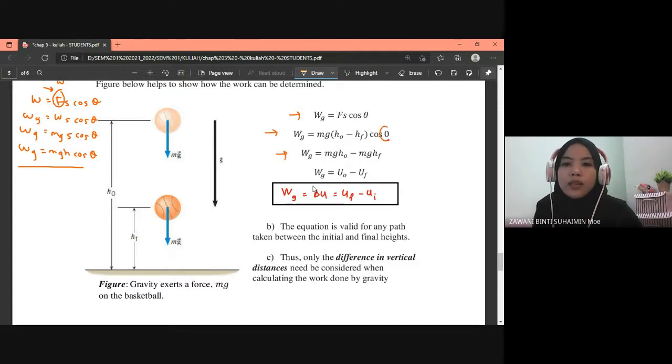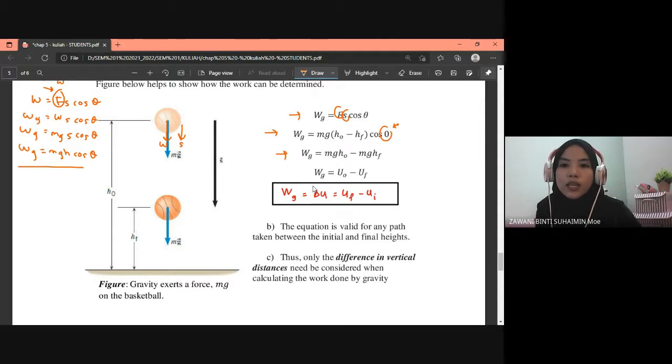So, kenapa theta kita kosong? Theta kan pada asalnya adalah the angle between F dan juga S. So kalau nampak dekat sini, kita punya weight of this ball, it's always direction dia ke bawah kan? And then direction of motion of the ball pun ke bawah. So maksudnya they are in the same direction. So there is no angle between our force dan juga our displacement travel. So that's why our cos here is equal to 0. So bila kita nak cari the change of potential energy, kita akan masukkan kosong lah dekat situ.